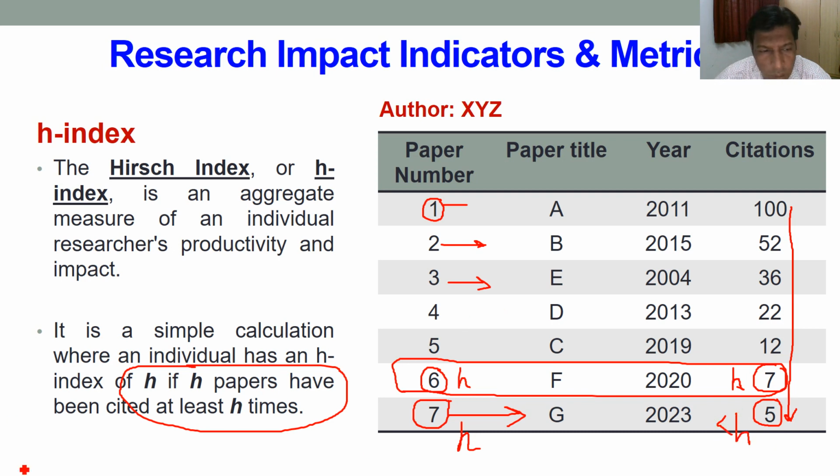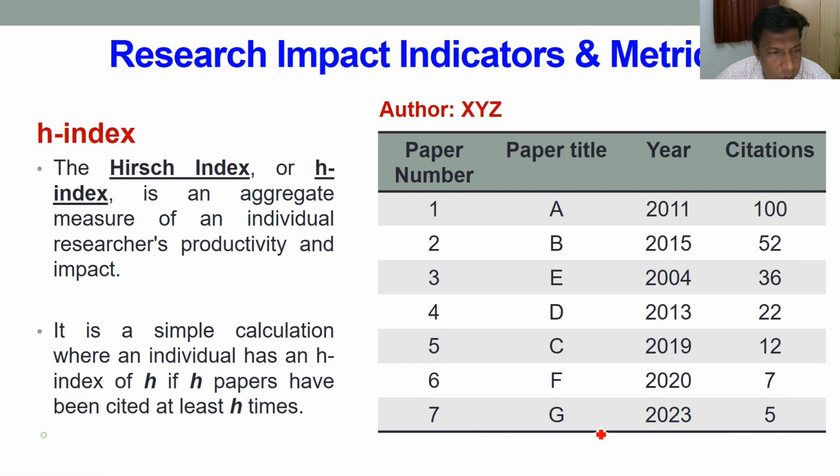So the H index of this author is 6. This is the H index of this XYZ author because up to paper number 6 that author has citations more than the paper number. This is H index. For example, suppose somebody has an H index of 50. What does it mean? It means that author has 50 papers which have citations more than 50. That is the meaning of H index, right?